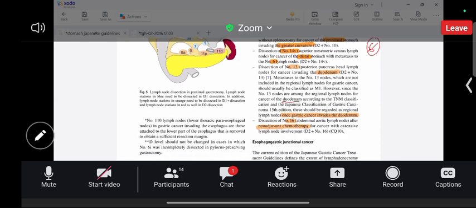हाँ. Then dissection of number 16, that is abdominal aortic lymph nodes. After neoadjuvant chemotherapy, if pre-chemo nodes were there, we have to perform these also.